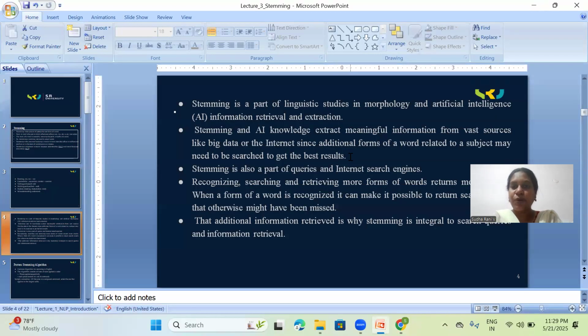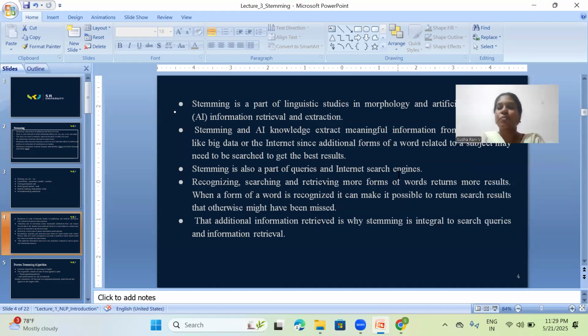So this is the point. Stemming is also a part of queries and internet search engines. Recognizing, searching and retrieving more forms of words returns more results. When a form of a word is recognized, it can make it possible to return search results that otherwise might have been missed. Without stemming, if you are searching for the word, what happened? It may not give the exact results.